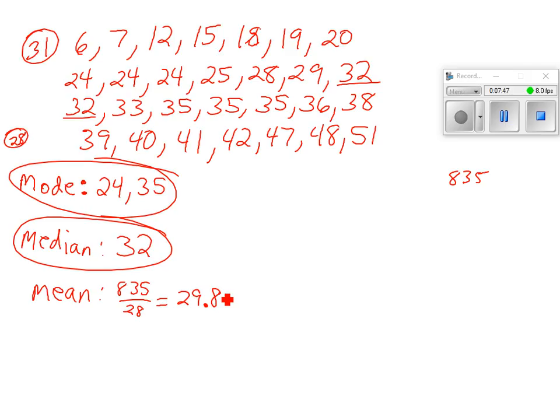Alright, so if I took all these numbers, you just hit 6, enter, 7, enter, 12, enter, 15, enter. You're going to have to do this today. Well, I shouldn't say you have to. You're going to want to do this today.